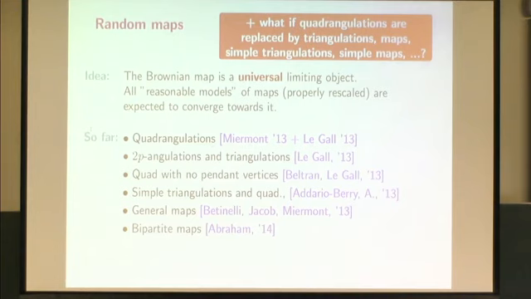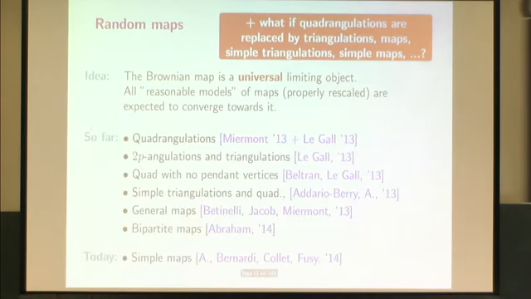Here you see that for simple maps, we forbid multiple edges and loops. Somehow we impose some constraint on the connectivity of the map, which makes them different to work with. We can't apply this kind of bijection anymore. Then there was a result about general maps, and then for bipartite maps. And today I'm going to discuss simple maps.